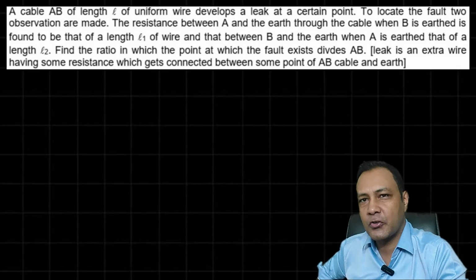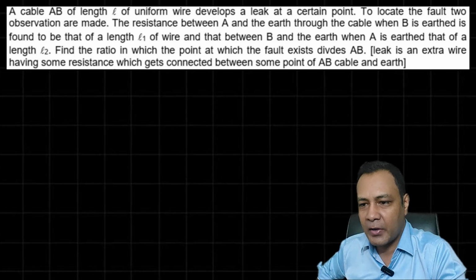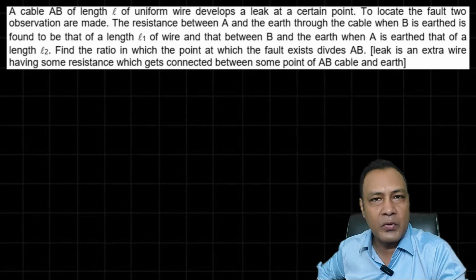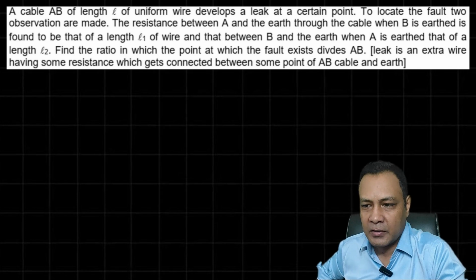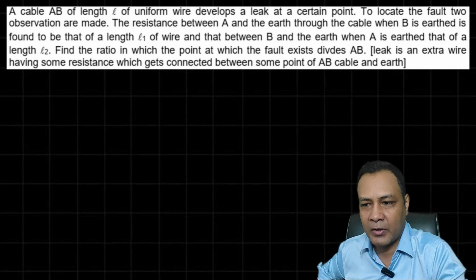Let's see this very beautiful question of current electricity. The question states: a cable AB of length L of uniform wire develops a leak at a certain point. To locate the fault, two observations are made. The resistance between A and the earth through the cable, when B's earth is found to be that of length L1 of the wire, and that between B and the earth when A's earth is that of a length L2. Find the ratio in which the point at which the fault exists divides AB. The leak is an extra wire having some resistance which gets connected between some point of the AB cable and earth.